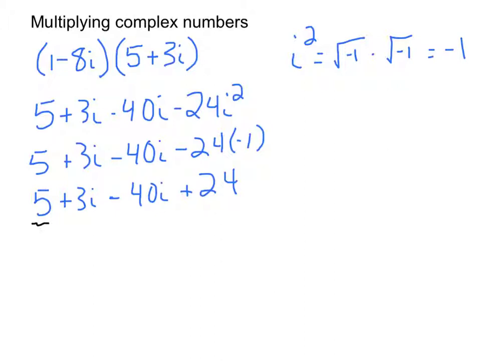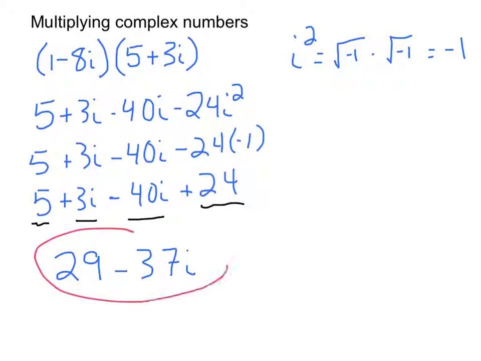Now I can go through here and look at combining some like terms. I know that my 5 here and my 24 can be combined. My 3i and my negative 40i can be combined. So I want to combine those. 5 and 24 is going to yield me 29. And then my 3i minus 40i would yield me minus 37i. And that's my answer on this one.